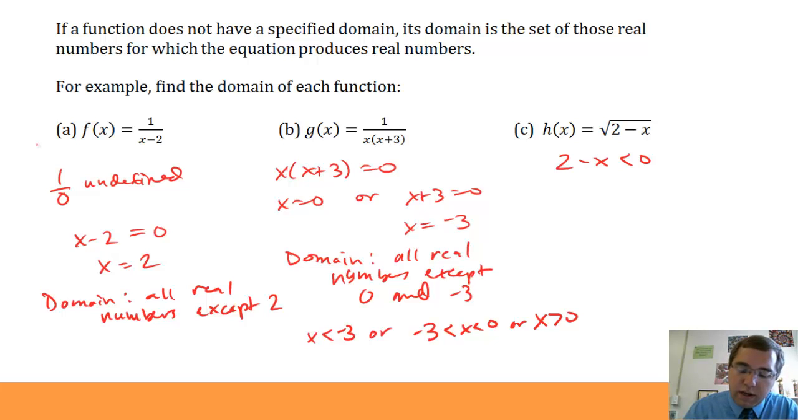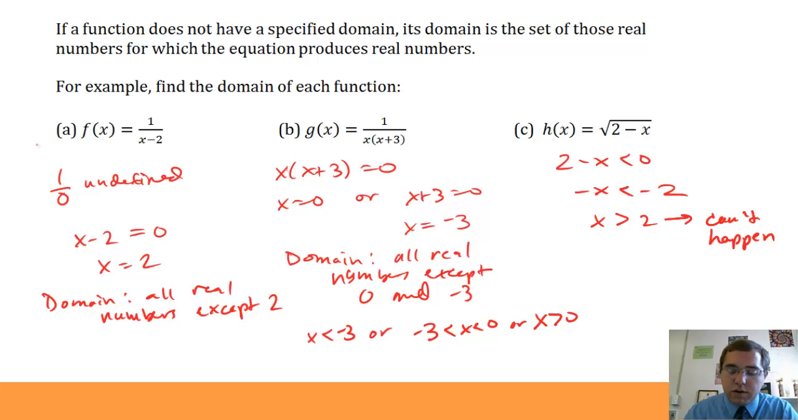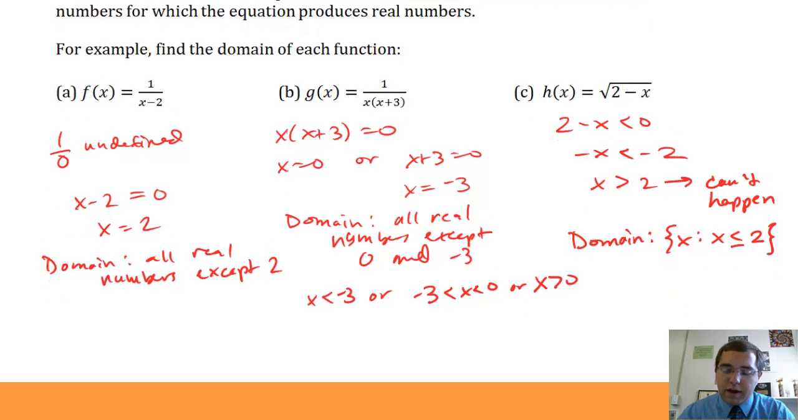So we need 2 minus x to not be less than 0. That means we need negative x to not be less than negative 2, which means we need x to not be greater than 2. I divided by a negative 1, so I switched the sign. So I do not want this to happen. I can't have x be greater than 2. So what is my domain? My domain is the set of all x such that x is less than or equal to 2. And then it will not be greater than 2 and will not cause a problem. We'll look at a lot more examples of that in class.